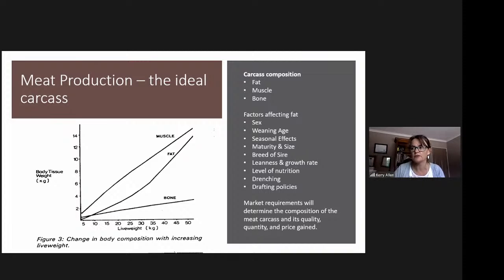Okay, now down the bottom there, I've talked about the market requirements, and those are excellence level things. So looking at the quality, quantity, and price, and potentially timing and genetic potential. I will talk about those in more depth later, but you're aiming for a particular market to improve those factors or those market requirements.